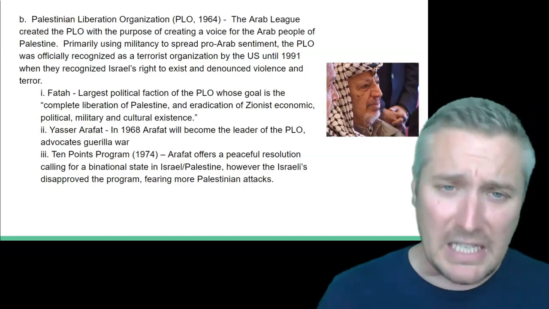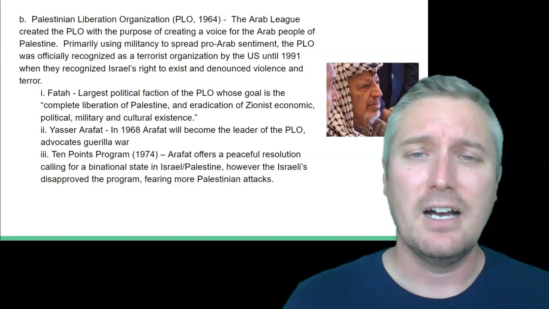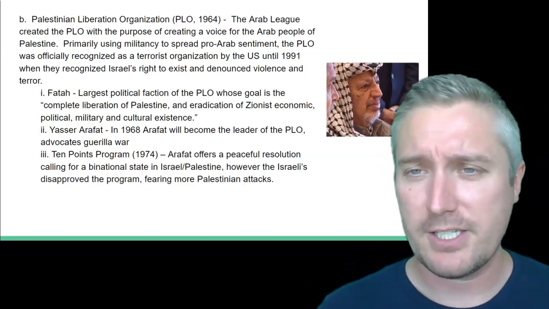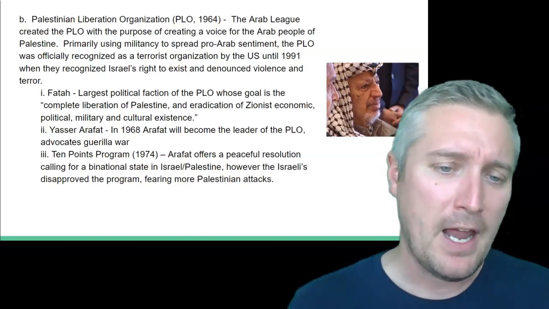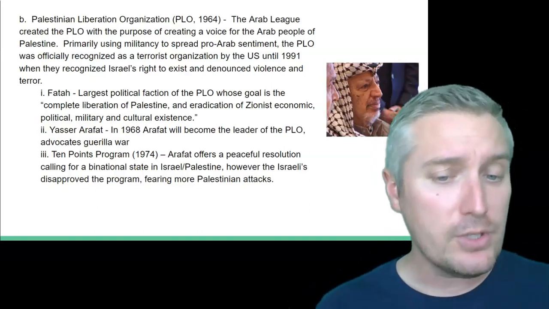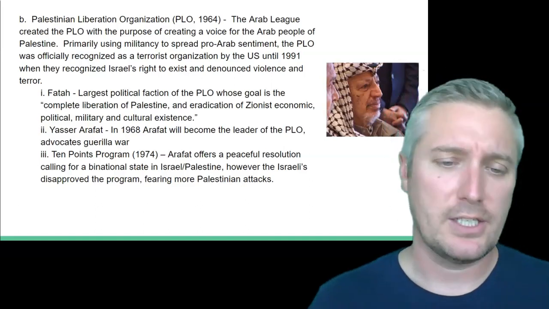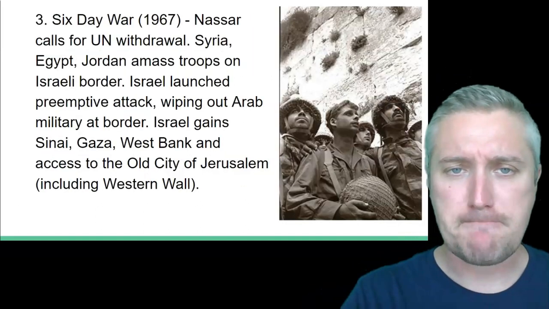Well, either way, Israel basically does not agree to these 10 points, fearing that it would lead to more Palestinian attacks in the future. And really one of the first major opportunities for peace we have between Israel and Palestine, the Israelis walk away from at this point.